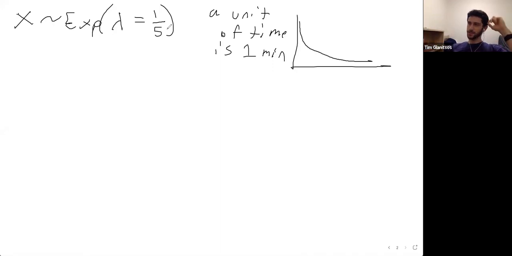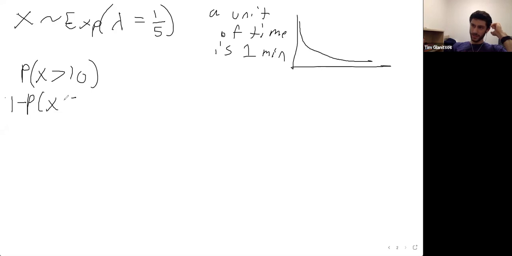This is a rate. So defining it this way, what we're going to ask is, okay, what is the probability x is greater than 10? And it turns out that we could actually just ask for 1 minus the probability that x is less than or equal to 10. This would be easier to grapple with.